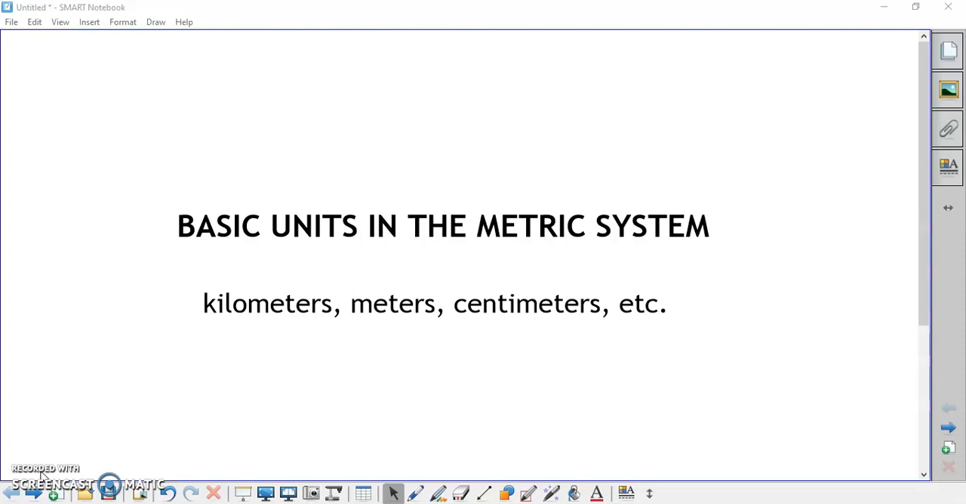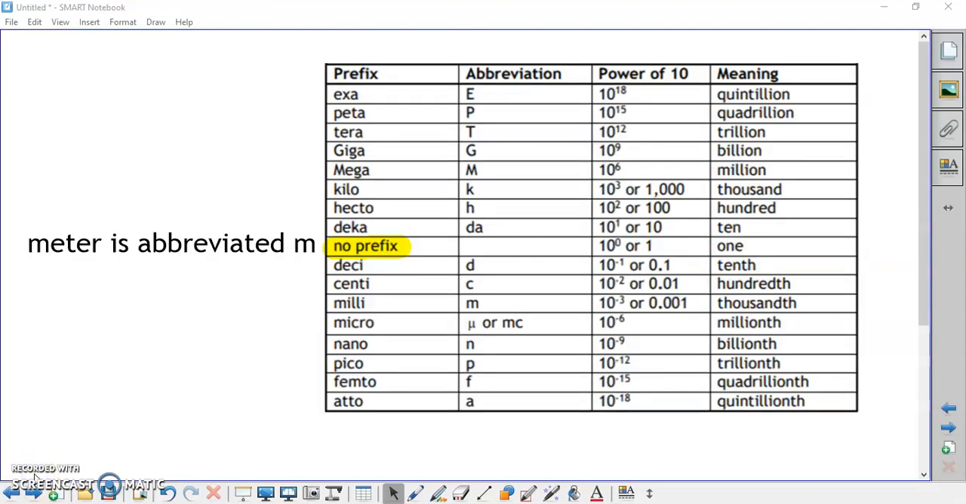The metric system is based on some basic units, and then variations of that unit are achieved using prefixes. For example, the basic unit of length is the meter. Let's look at a chart with the metric system. The meter's abbreviation is M, and it has no prefix. A decameter would mean 10 meters. A hectometer would mean 100 meters. A kilometer would be 1,000, and so on.